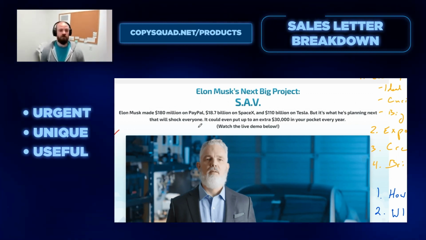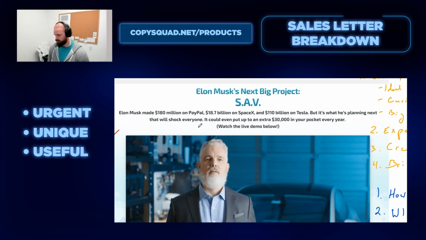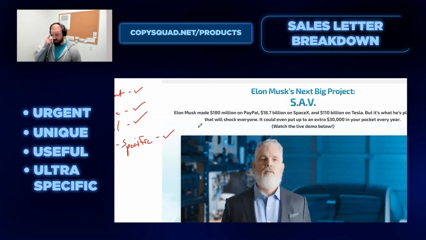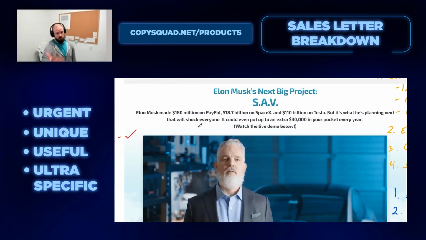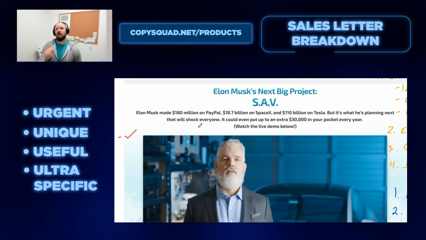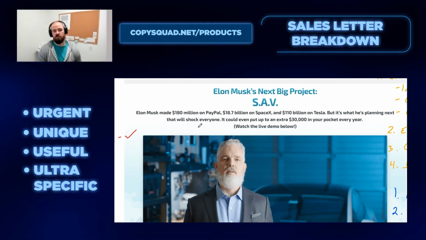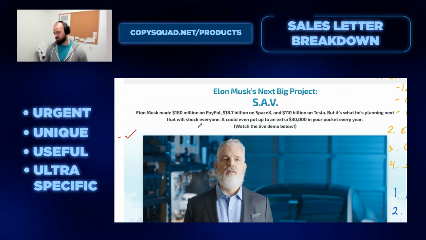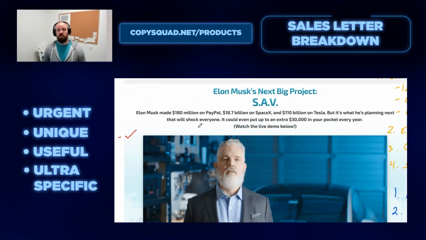Is it useful? There's a very direct promise here. It could put 30,000 in your pocket every year. Okay. And then, is it ultra specific? I would say, yeah, we're going to say it's ultra specific because we have a very specific narrative behind this. We have a man, Elon Musk. We already know the narrative of he did this, he did this, he did this, and now he's doing something new. This is very specific. We already have the pattern established ahead of us. What do you think is going to happen next? You can already draw the logical conclusion that with this ascension of 180 million, 18 billion, 110 billion, the next thing is going to be outrageous, and you need to get in on that.